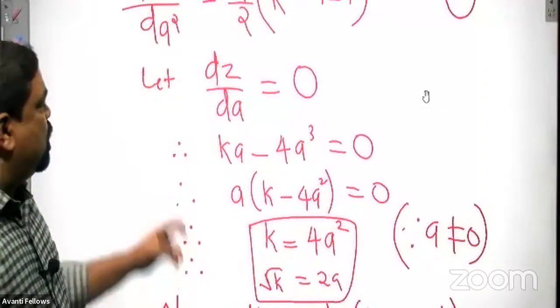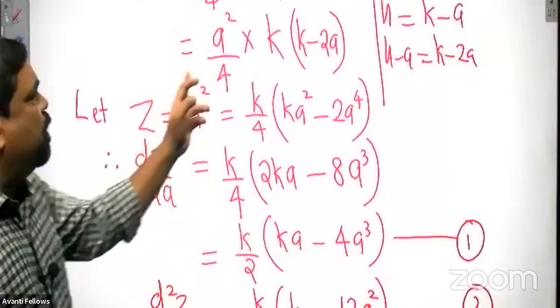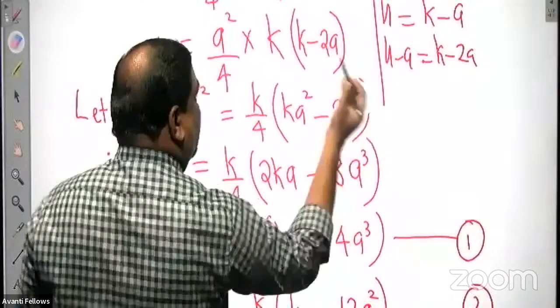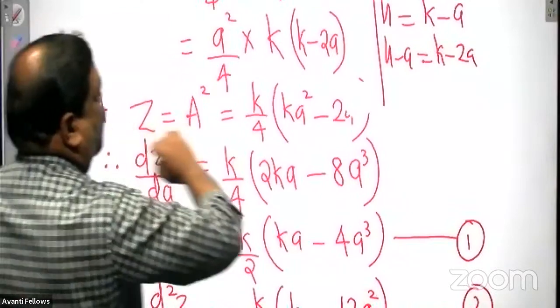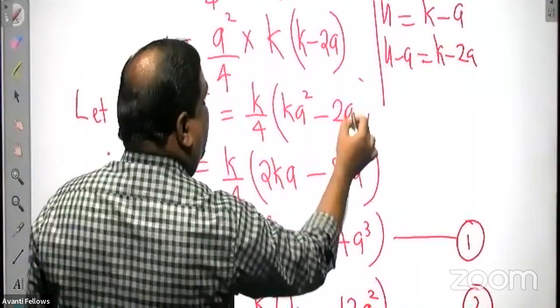Hello, sir. Yes, there is some mistake. 2a into bracket k minus a square, there must be that. That is why I'm searching, sir. There is 2a cube, sir. Correct, s square into 2a, no? Yes, yes, that's why I'm searching. Actually s square into 2a, that is 2a cube. Correct.